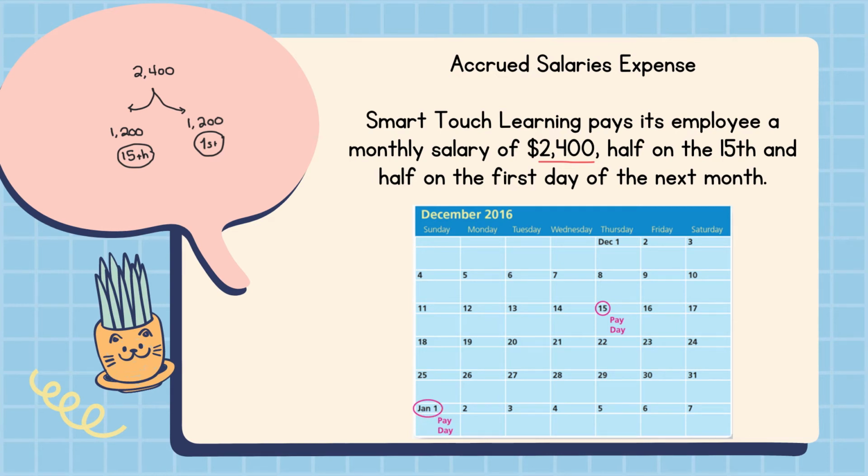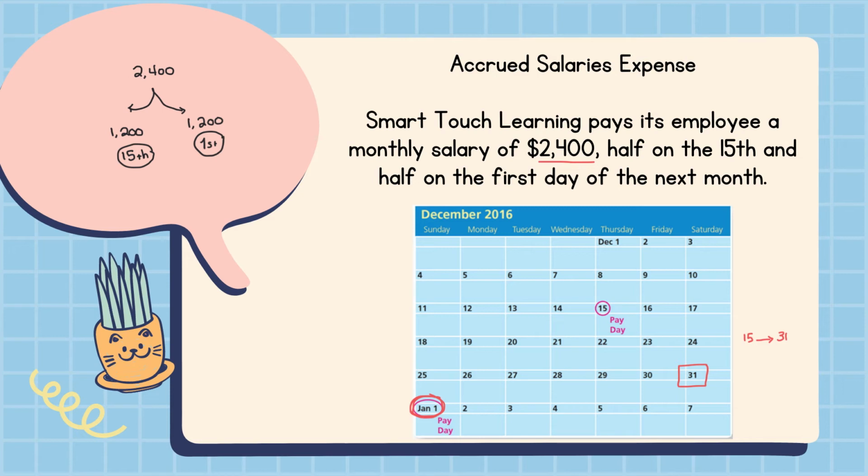So now I need to record the adjusting entry at December 31st. So for me, the salaries are incurred. Why? Because he worked from December 15th until 31st. Okay, but I did not pay him. I'm gonna pay him when? Tomorrow, on January 1st. So it's gonna be payable.